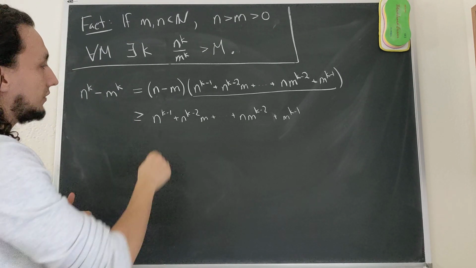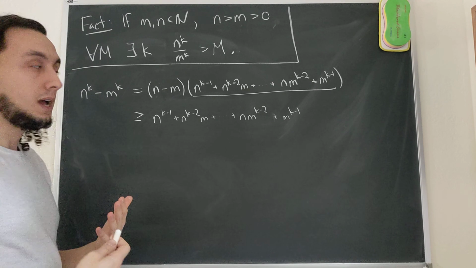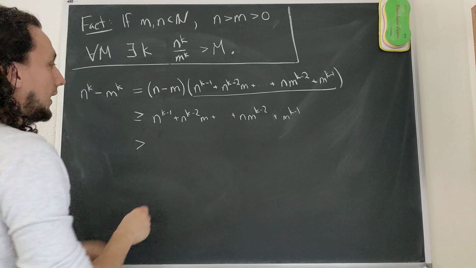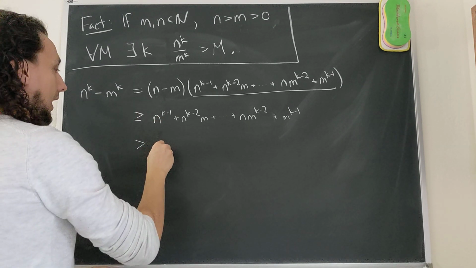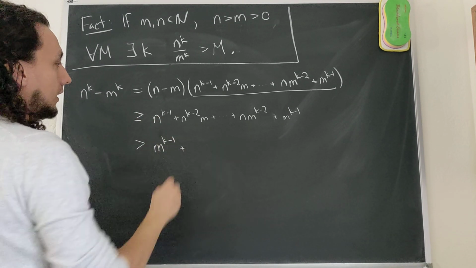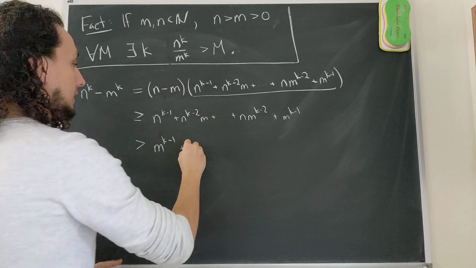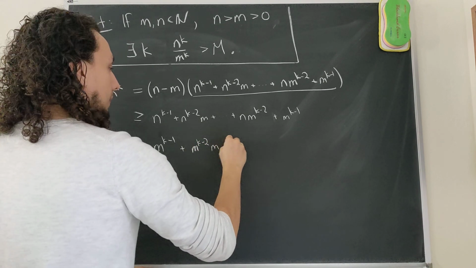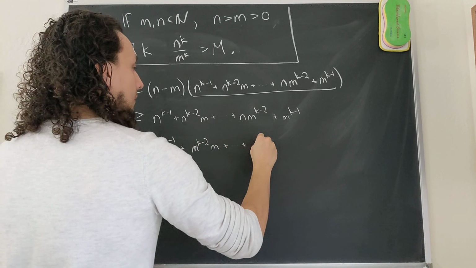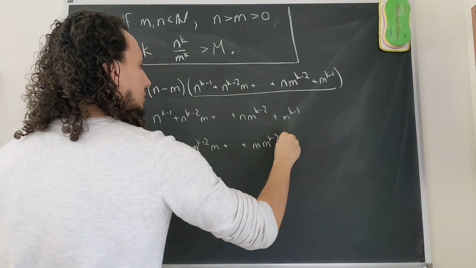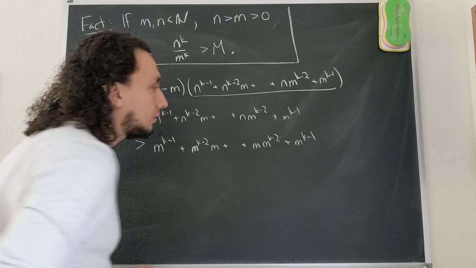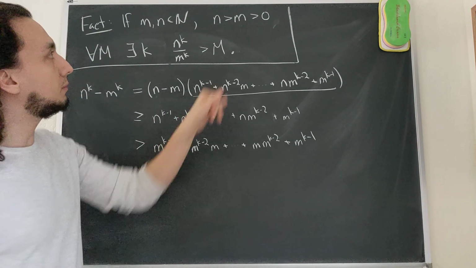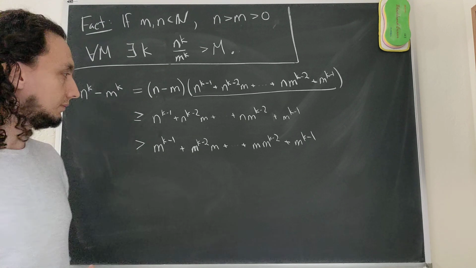N is bigger than m, so if I replace n by m, I'm only making the corresponding expression smaller. So this is strictly bigger than replacing n by m to the k minus 1. And here too, I'll replace n by m, and I get m to the k minus 2 times m. And here too, I get m times m to the k minus 2, m to the k minus 1. So replacing every instance of n with m is just giving me something strictly smaller, because m is strictly smaller than n.